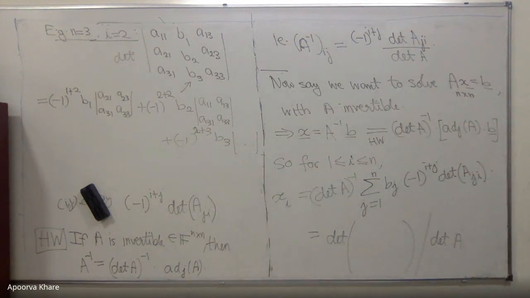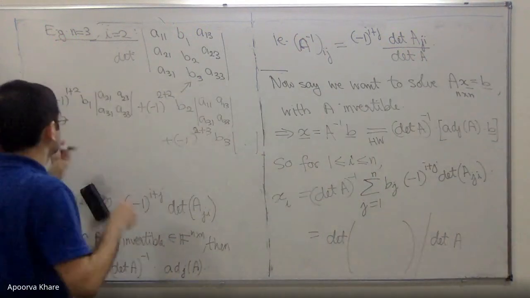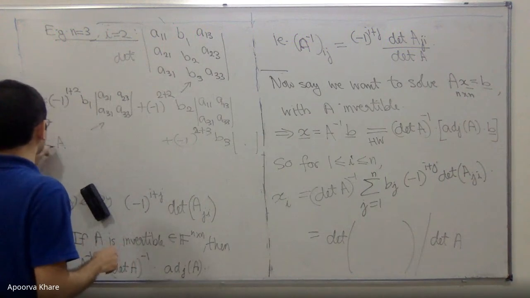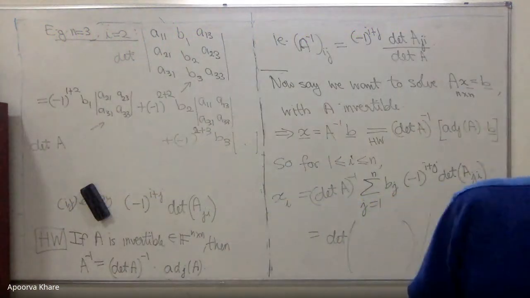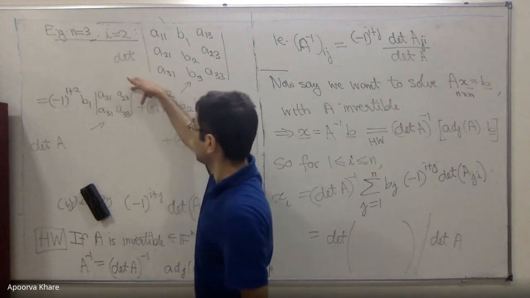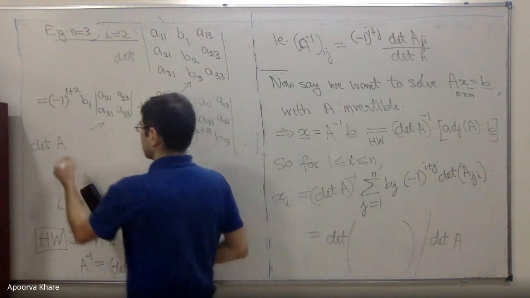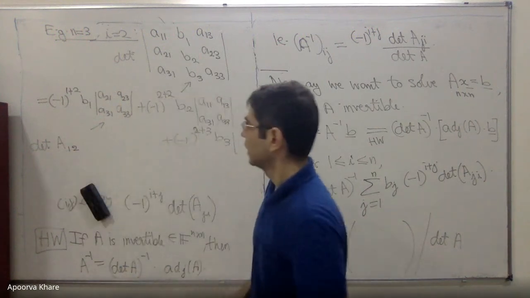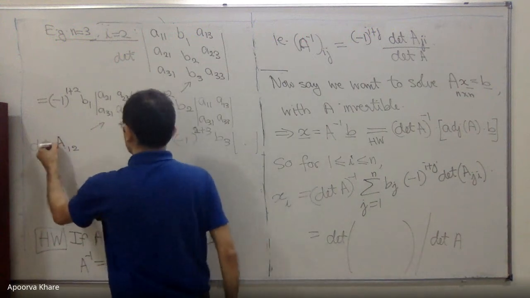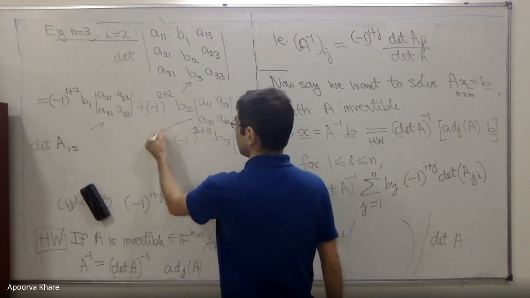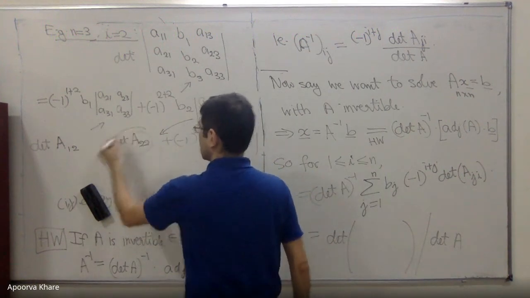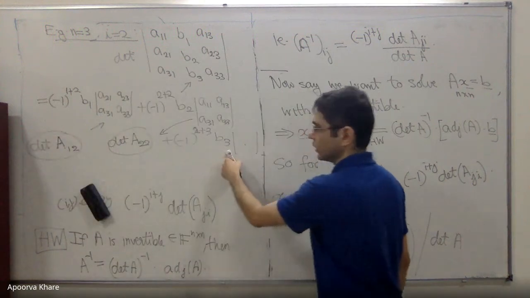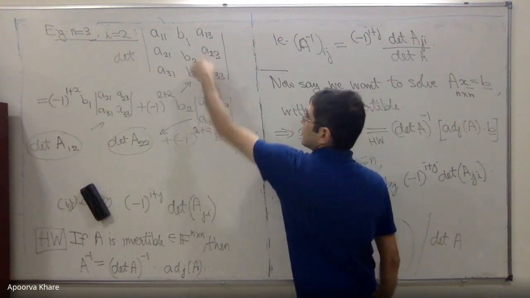Okay, so let's just check. Is this consistent with this notation? So what is this? This is the matrix A, of course, the det of that. It's the matrix with what removed? The first row is clearly gone, and the second column is gone. This one is the second row and the second column. And then this one will be the third row and second column. b3 is there. So third row and second column.